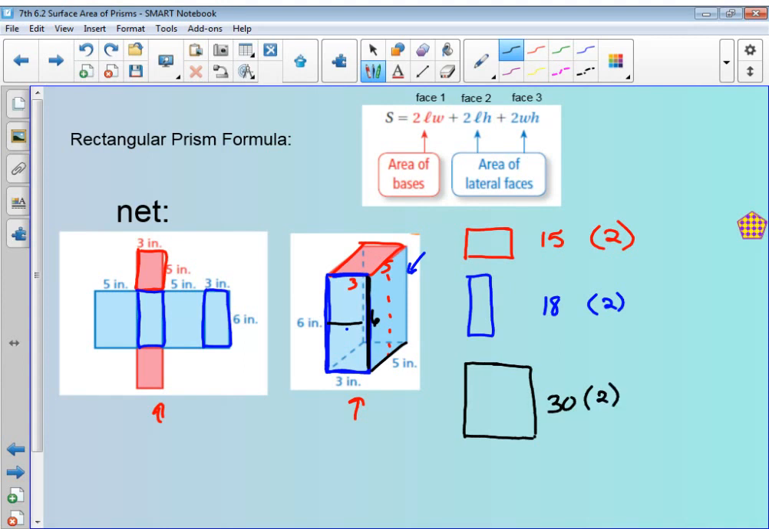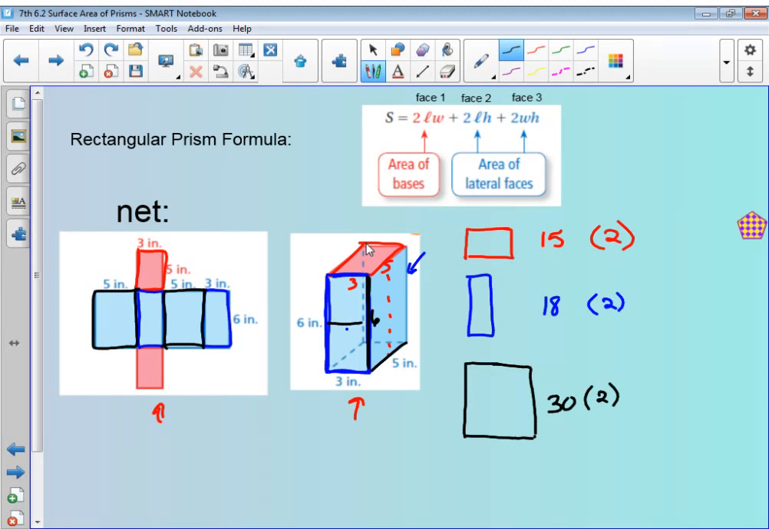So you'll notice that on a rectangular prism, there are 6 sides. Why 6 sides? Your bases have 4 sides on their base, which means there has to be 4 that make up that lateral surface area, and then you have your 2 bases also. So there are 6 sides.